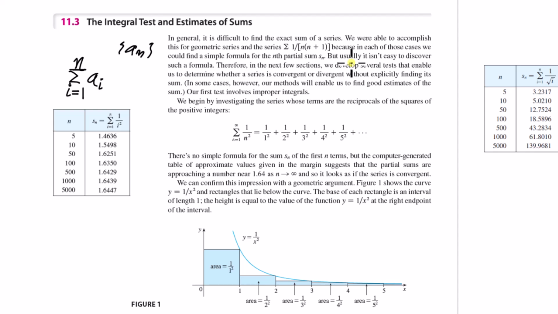Okay, but it says, usually it isn't easy to discover such a formula. Therefore, in the next few sections, we develop several tests that enable us to determine whether a series is convergent or divergent without explicitly finding its sum. Okay, and so this is what I talked about in more detail in the previous video. You might be wondering, well, usually it's not easy to get an S sub n when you have a series like this, but we're going to go through all of this work in the upcoming 4 or 5 sections to be able to test to see if a series like this is convergent or divergent, even if we can't find the sum.